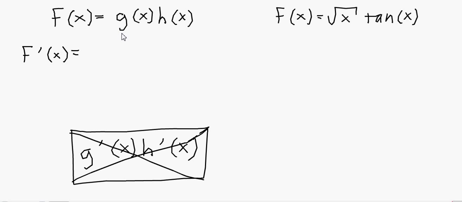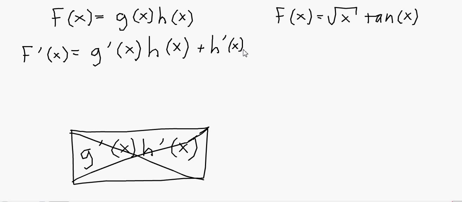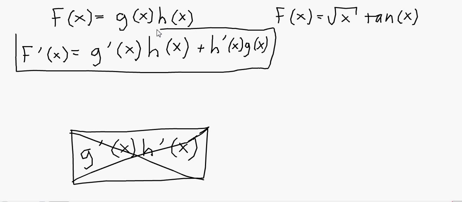So what we will do is derive g of x first. So g prime of x multiplied by the second function. So we derive the first function, not the second function. Plus, now we're going to derive the second function times the first function. That's the rule right there. That is called the product rule, and that is how you derive products. It's not really that bad. Derive the first times the second, plus derive the second times the first.